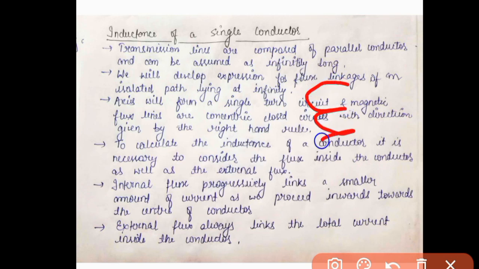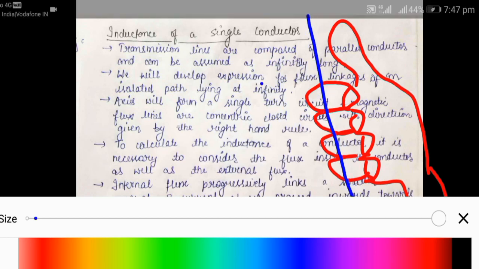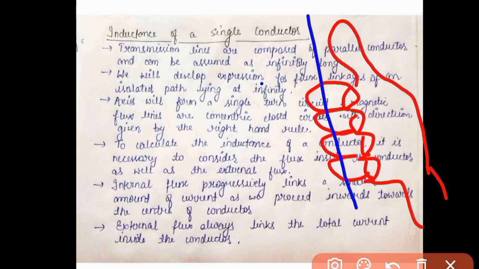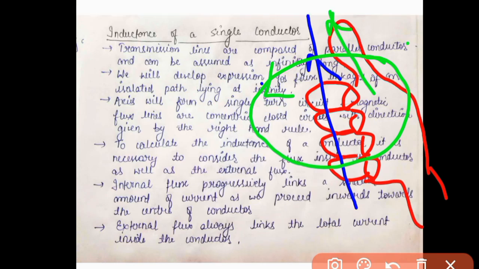This is our right hand. We fold our fingers like this and hold a current carrying conductor like this, with current flowing in the upward direction. If the current is in the direction of the thumb, then the magnetic field around that conductor is in the direction of the folded fingers, like this.